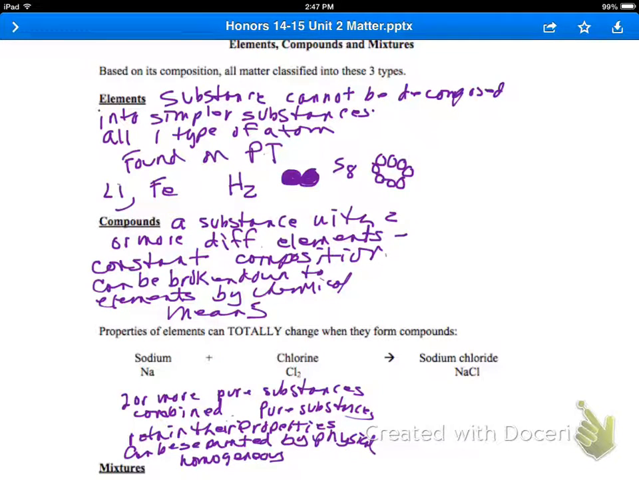There are two types: homogeneous, which means the same. So visually, I don't see any differences. Or they can be heterogeneous. Heterogeneous means that they are different. So if I look at them, I can see the differences. So if I looked at salt water, for instance, that looks the same. It's going to be homogeneous. If I looked at a mixture of salt and pepper, that would be heterogeneous because I can see the pepper flakes within the salt. There are differences.